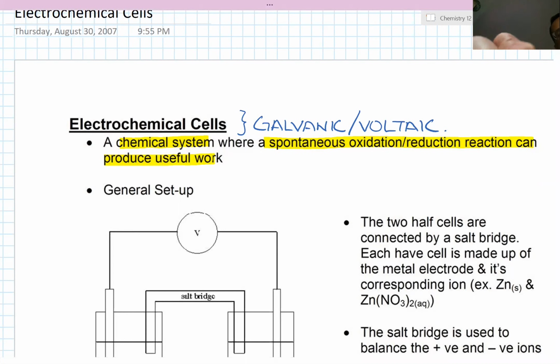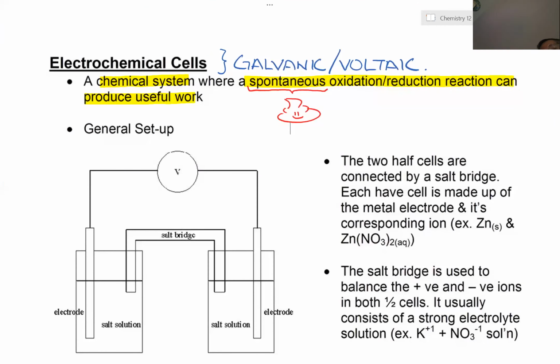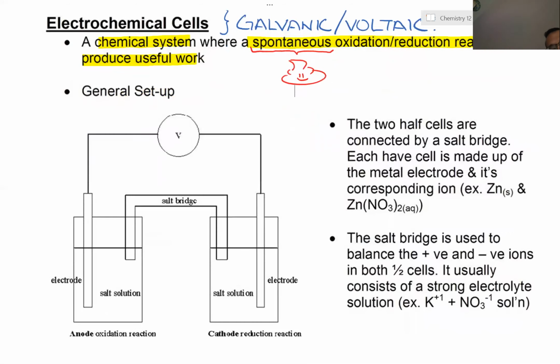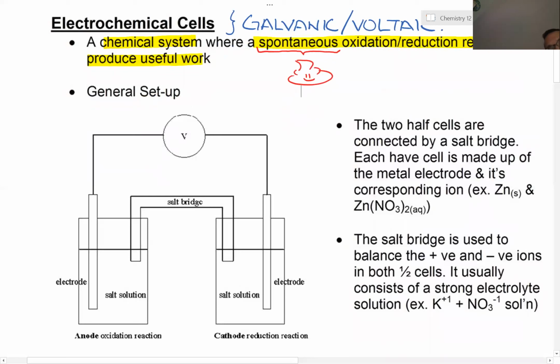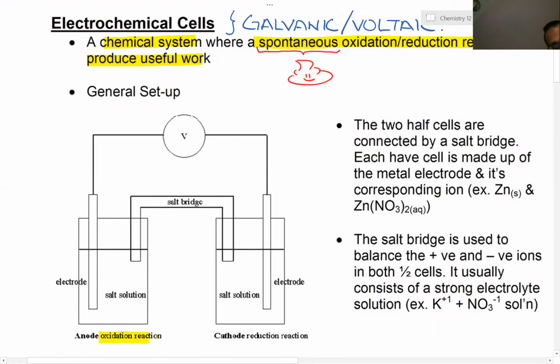Now, the key thing is this. It is a spontaneous oxidation reduction. Spontaneous. Okay? Now, regardless of what the battery looks like, the general setup is exactly the same. So what you have is 2 half cells that are connected by a salt bridge. So in this diagram in your notes, what I have on the left is the oxidation half cell or oxidation reaction. And on the right-hand side, I have the reduction reaction.